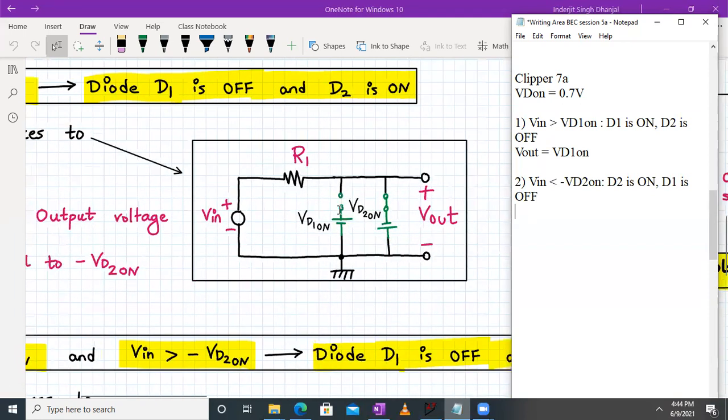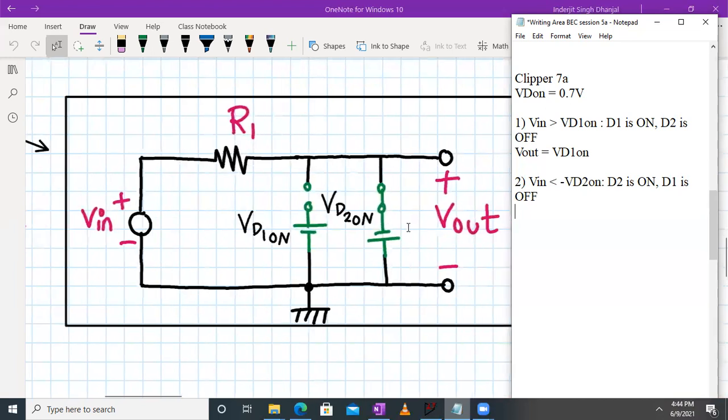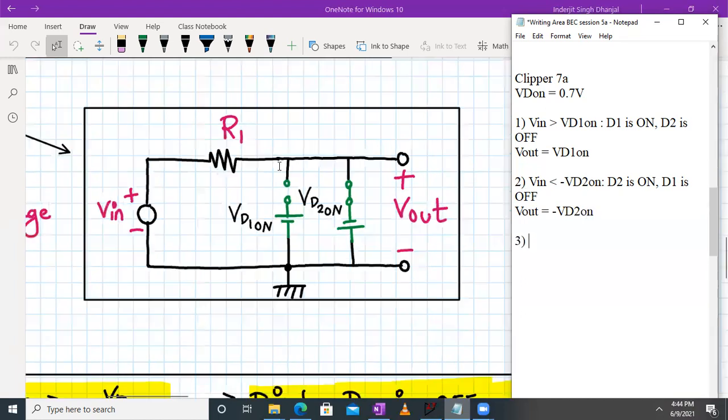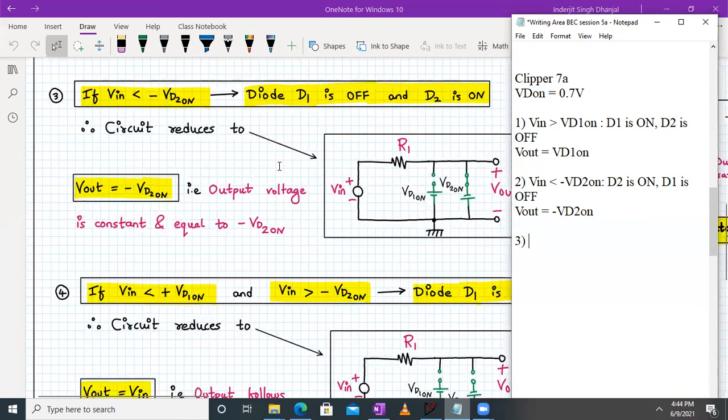So the circuit reduces to this, and here we have an open circuit for D1 because it is off, and a short circuit for D2 along with the supply. So what will be my output voltage over here? Output voltage will be equal to minus VD2 on. Okay, clear? So will there be a condition where both the diodes are off?